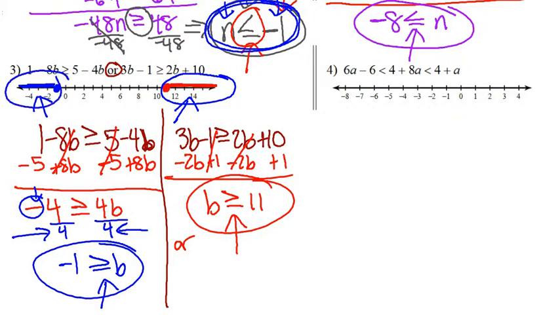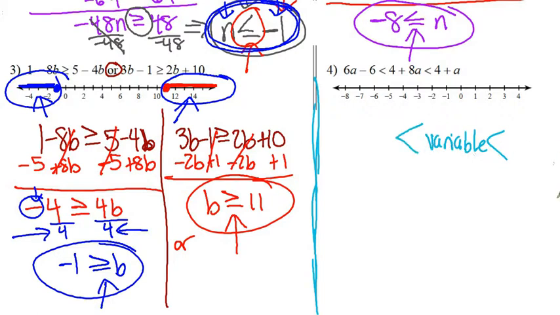Okay, number 4. The other alternative to an OR statement, like what we're going to do in number 4, is called an AND statement. An AND statement looks like this. You have a variable in the middle, and the variable is less than something, and it's greater than something else. So it's both greater than one thing and less than the other thing.